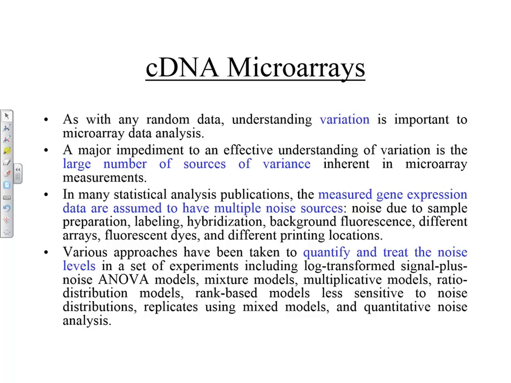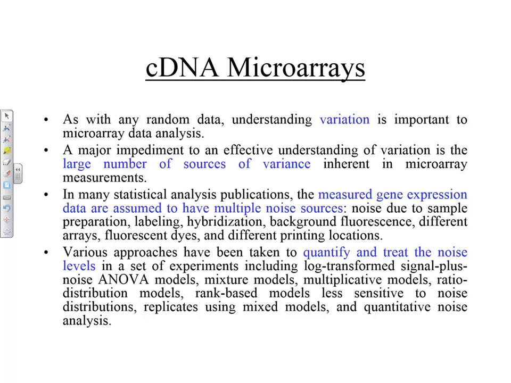So in many statistical analysis publications, the measured gene expression data are assumed to have multiple noise sources, like noise due to sample preparation, labeling, hybridization, background fluorescence, different arrays, fluorescent dyes, and different printing locations. Maybe you put one more variation in there and write one paper, okay, if there's something not covered.